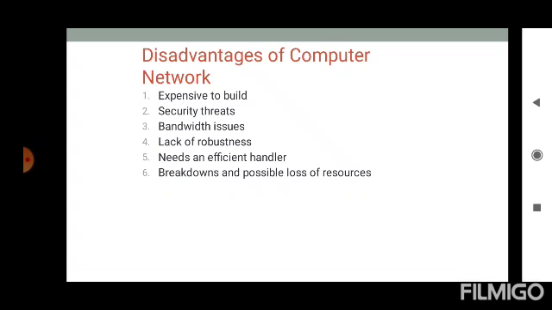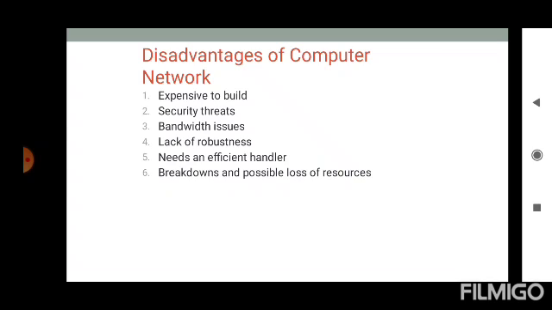First is expensive to build. Building a network is a serious business on many occasions, especially for large scale organizations. Cable and other hardware are very pricey to buy and replace. So the computer network installation process is expensive to build.